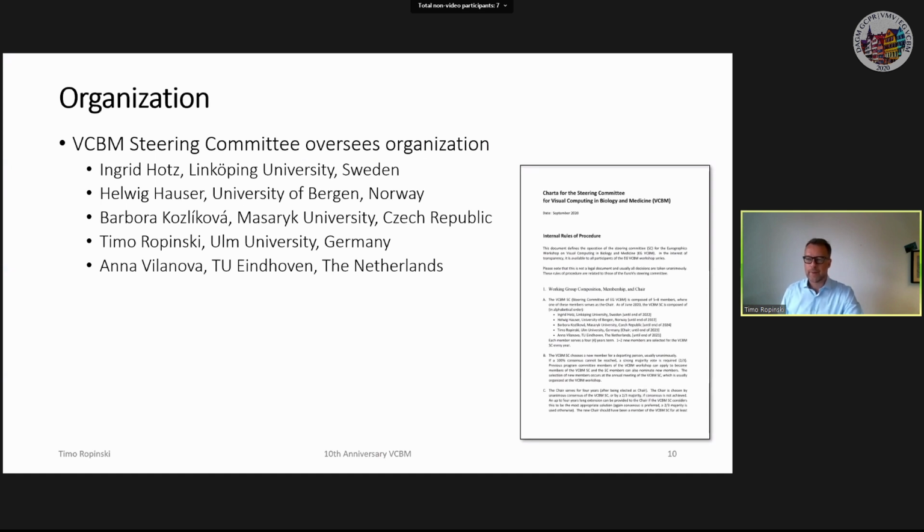So just recently, at the beginning of this month, we now have a charter for our steering committee. And why I bring this up is because it actually has a lot of information on how to organize future workshops. So if you are interested in organizing a VCBM workshop in the future, then this charter might be a first point of information to look at how the process works. And of course, you can also contact me to get more information on this.